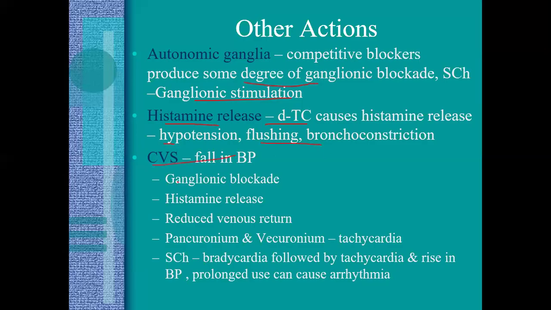In the CVS, there is a fall in the BP. This fall in the BP could be due to variable reasons. It could be due to ganglionic blockade, due to histamine release, or due to reduced venous return. Although there are a few drugs such as pancuronium and gallamine which cause tachycardia, succinylcholine has bradycardia followed by tachycardia. Also, succinylcholine causes a rise in blood pressure, and its prolonged use could lead to soreness and arrhythmia.